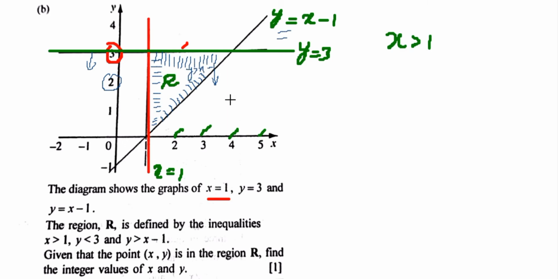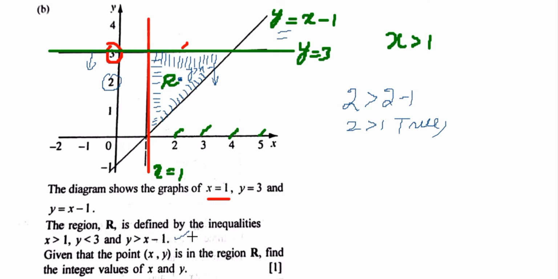If you have any doubt about y greater than x minus 1, you can choose any point in this region. Suppose one of the point is here, x is equal to 2, y is equal to 2. If you put x is equal to 2 and y is equal to 2 in this inequality, you will have 2 greater than 2 minus 1, 2 greater than 1. You can say this is true. So simply, this is our triangular region that represent the graph of these three inequalities.